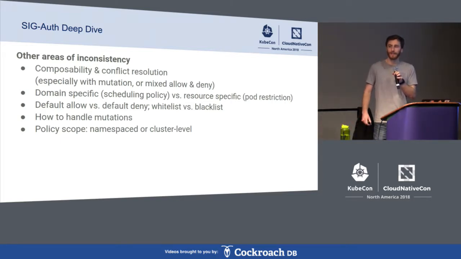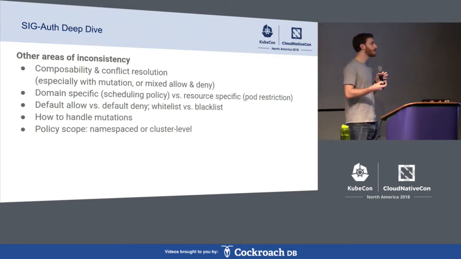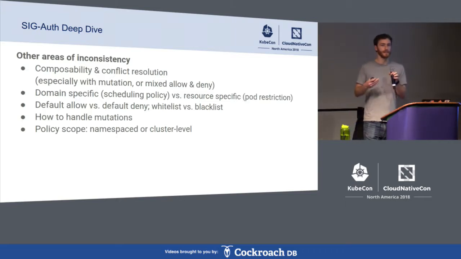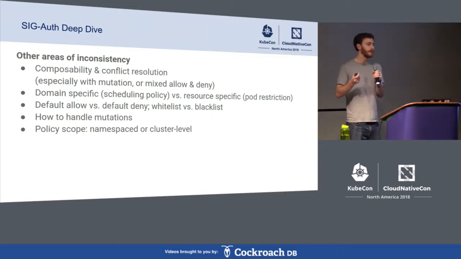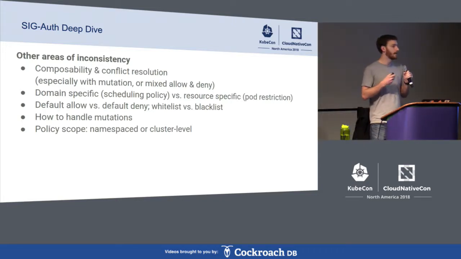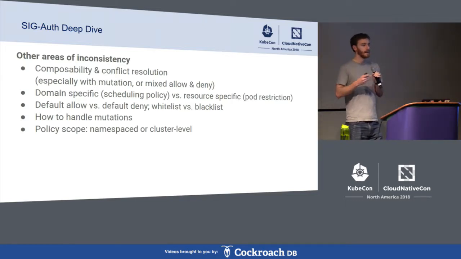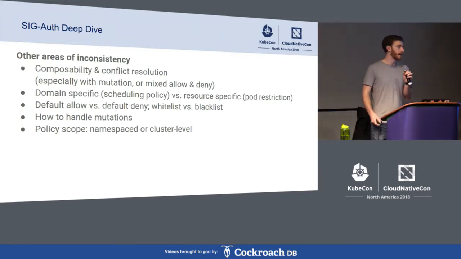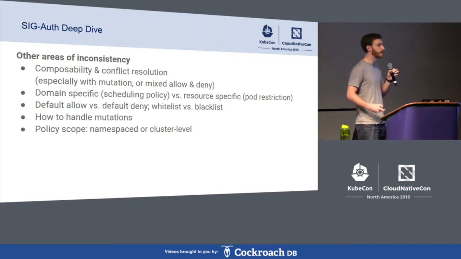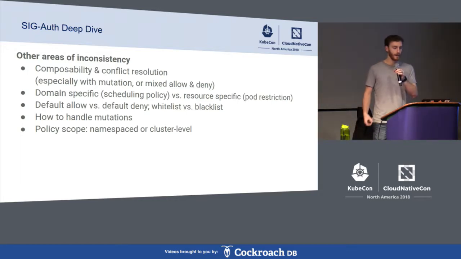Composability and conflict resolution are something that we really need to think about when creating policies. So as soon as you add mutation into the policy, so for instance defaulting, what happens if two policies are trying to set two different default values? Which one do you select? Also, if you're mixing allow and deny policies, then the ordering matters. It doesn't matter if you just have static, non-mutating, deny-only policies because you can just check any of them in any order, and if any of them deny, it's denied. Similar for if they're all allow. So this is how RBAC works and the authorizers.